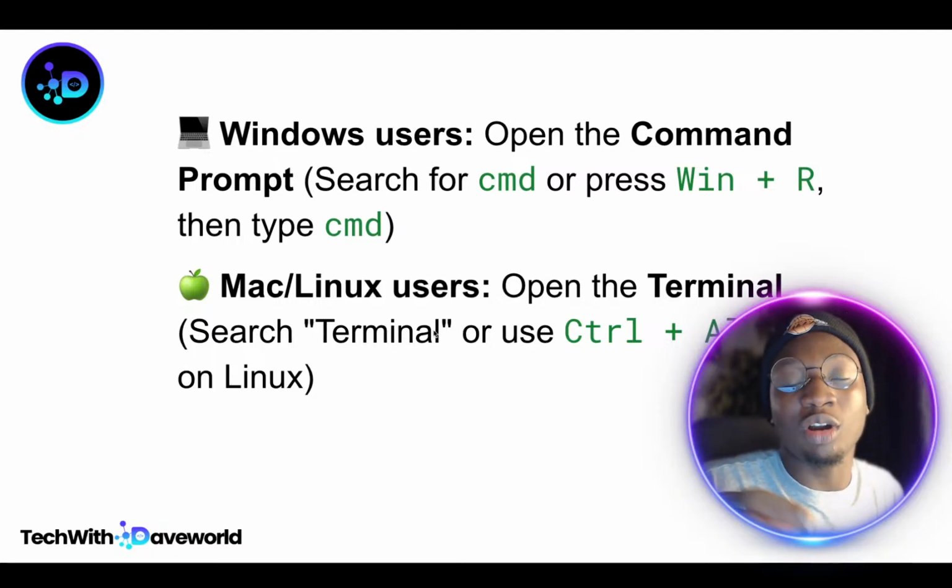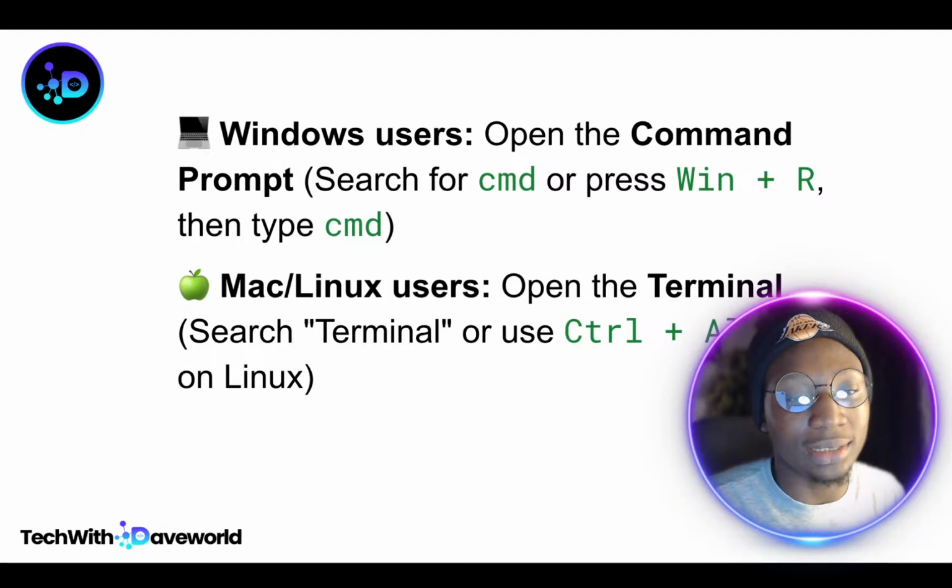The other option for opening your command line on Windows is to press Windows R. So click on the Windows icon and press R, right? Once you do that, a small box is going to pop up at the bottom left. Just type CMD, then press OK. That way also you are going to launch your command line.